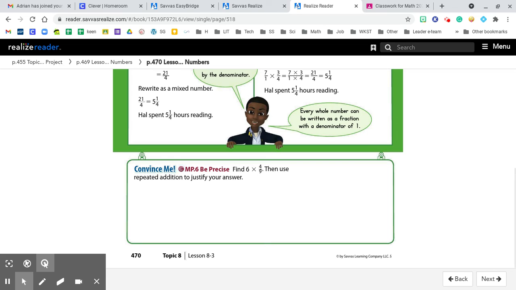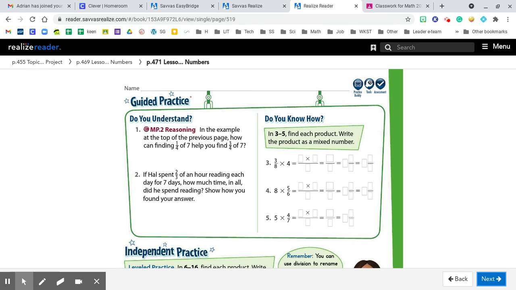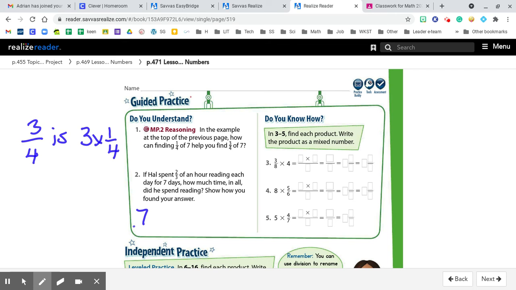Okay, moving ahead. In the guided practice, in the example at the top of the previous page, how can you find 1/4 of 7 to help you find 3/4 of 7? And we say 3/4 is 3 times 1/4. So that's how you can use that to help. If Hal spent 2/3 of an hour reading each day for 7 days, how much time in all did he spend reading? 7 whole days times 2/3 of an hour equals 14/3. 14/3 equals 4 2/3.